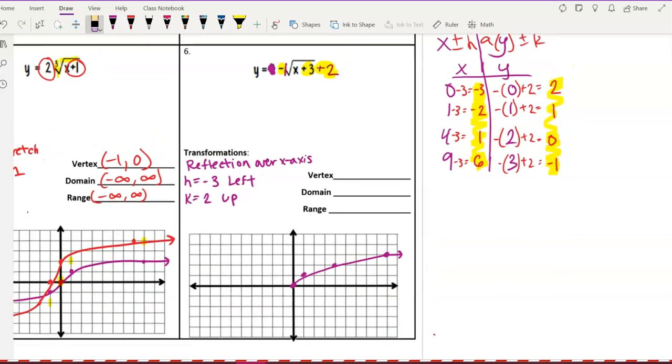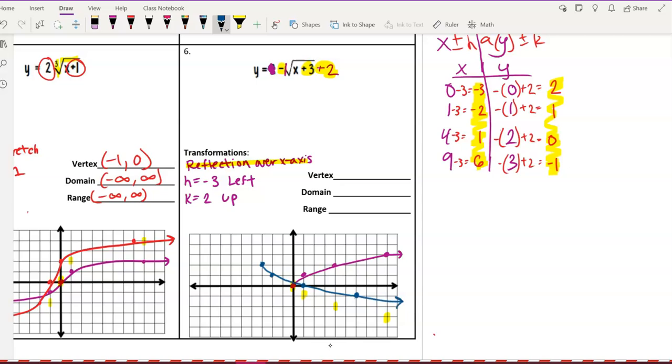Now I'm going to erase it and show you how to do it visually if that's what you prefer. So we have our parent function plotted. We're going to take our highlighter and do the a value. It's a reflection over the x-axis, so we can reflect all of these points across the x-axis. Then we're going to take our h and k and do that all in one. So I'm going to take my third color. h is -3 and up 2. So we're going left 3, up 2. Left 3, up 2. Left 3, up 2. And left 3, up 2.